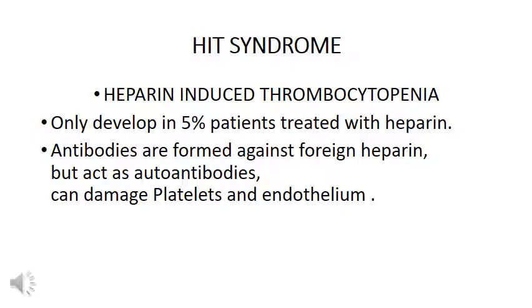One is heparin induced thrombocytopenia. We have already studied that heparin is a natural anticoagulant. Heparin production occurs in our body as well. So naturally occurring heparin can cause inhibition of clot formation. Whenever unfractionated heparin is used externally in some patients, then antibodies form.